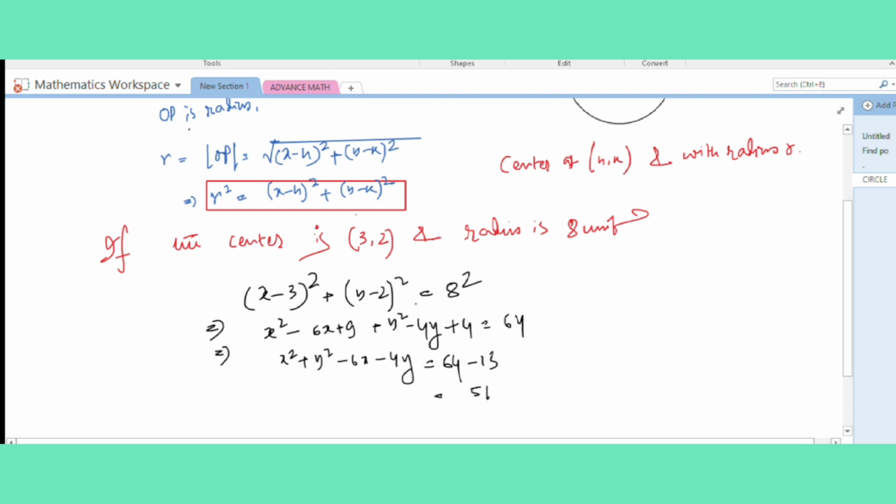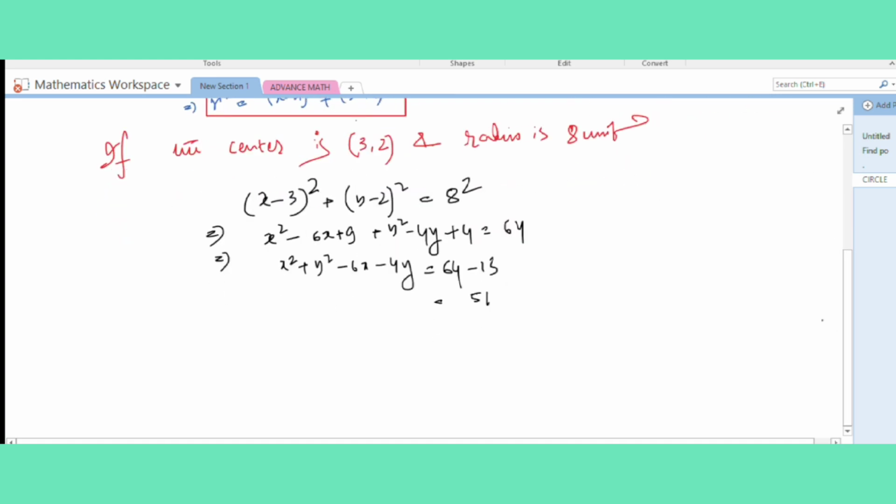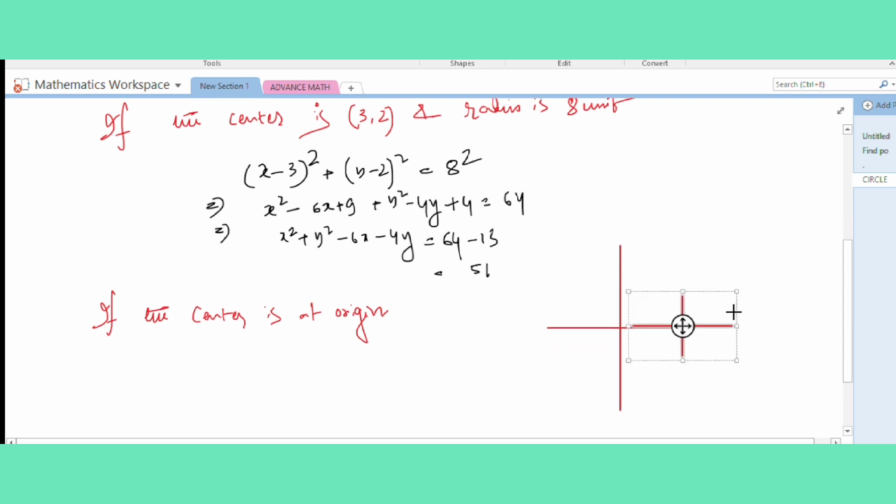Now if the center is at the origin, then what happens? Suppose this is the coordinate axes here, and we have one circle with the center at origin. This point is nothing but the (0, 0) point, and here is one moving point, P(x, y), with the radius r. That means this distance is, suppose, r. I'm writing here this is (0, 0).